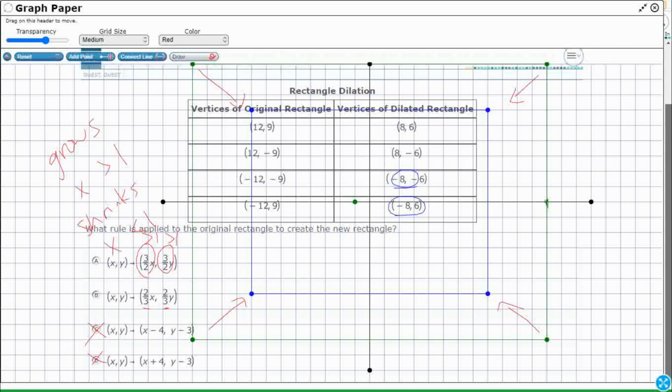Now, if you didn't want to draw that, there is another way to solve this problem. You could have just taken your new dilation, let's take this x-coordinate 8, over the original 12. And what does that simplify to? 2/3. You could have done it with the y-coordinates as well, 6/9 equals 2/3. That lets you know it's a ratio or scale factor. So my answer here is B.